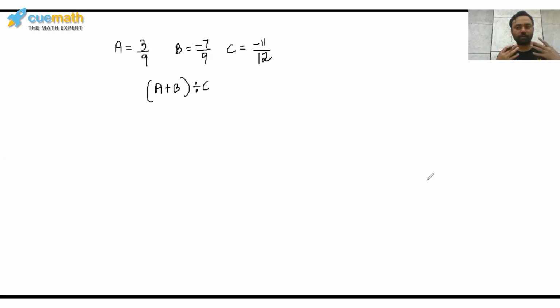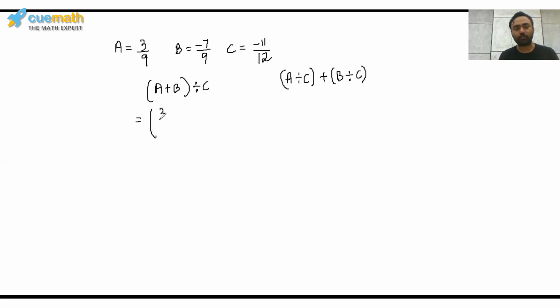So to verify whether division is right distributive over addition, we have taken the division sign to the right of the addition sign, and when division by C is distributed between these two terms, we are going to get A divided by C plus B divided by C. Now let's substitute the values and see what we are going to get.